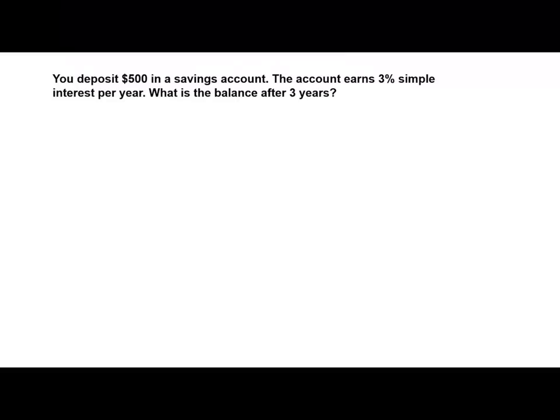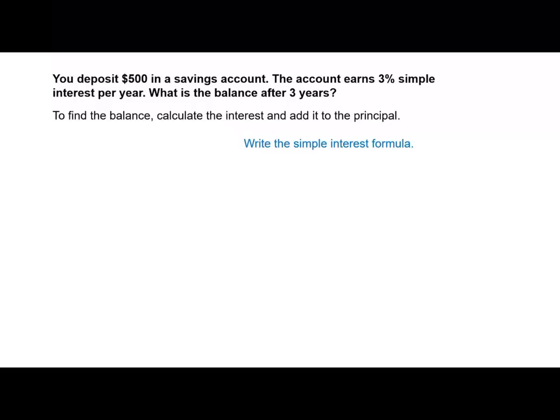Simple interest is money paid or earned only on the principal. The principal is the amount of money borrowed or deposited, in this case, the amount deposited. To find the balance, calculate the interest and add it to the principal. Write the simple interest formula.